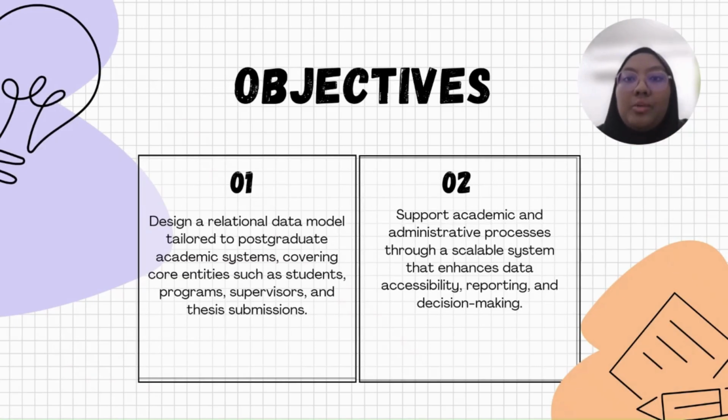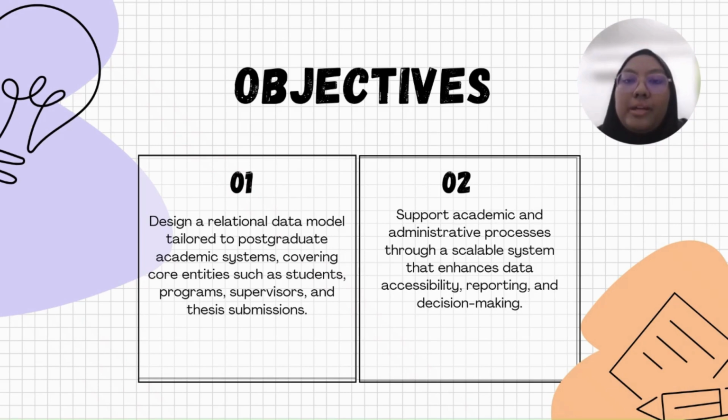We had two main objectives for this project. First, to design a relational data model specifically tailored for postgraduate academic systems. This includes identifying and organizing all core entities like students, academic programs, supervisors, and thesis-related processes.